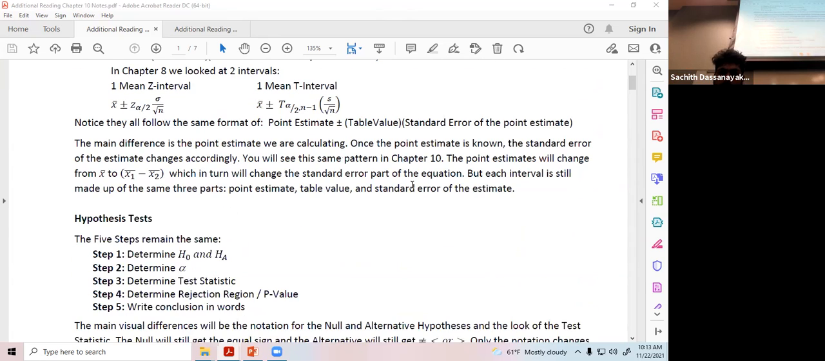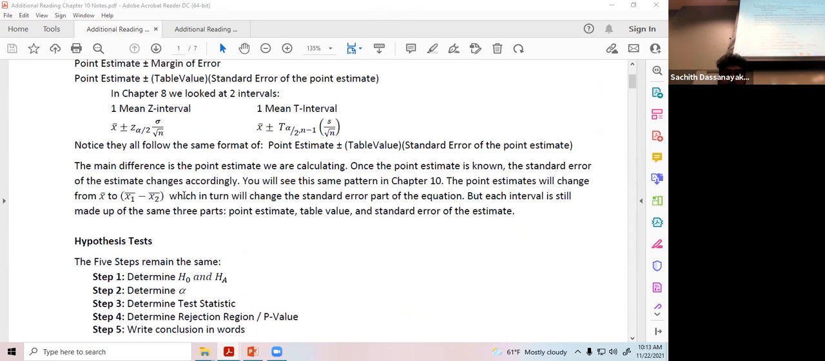Let me skip this part. So yes, in this chapter 10, we were talking about x1 bar minus x2 bar, because we were talking about two populations or two samples. The real use of this in statistics is not exactly this one. It is about joint distributions, two or more. If we have two or more distributions, how do we deal with them together?